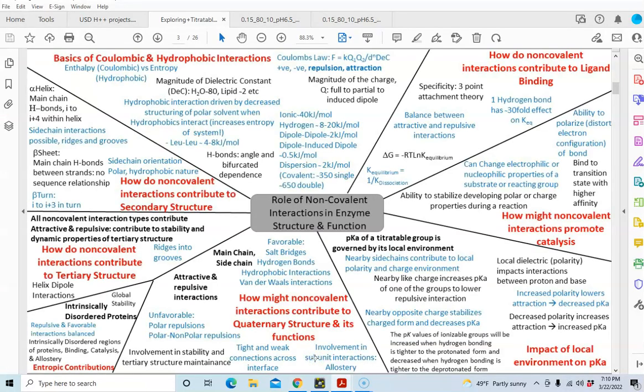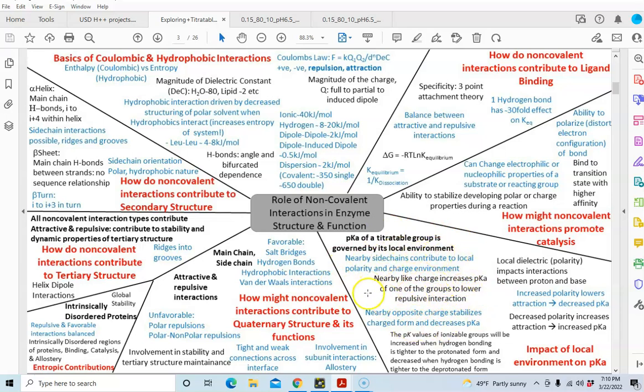First, I'm going to show you this slide here because I just marvel at its completeness. The credit here goes to Dr. Ellis Bell at the University of San Diego, who put this marvelous slide together in terms of why the pKa's of these titratable groups are so important. I'm going to focus right here and tell you that the pKa of a titratable group is governed by its local environment. So the nearby side chains contribute to local polarity and charge environment.